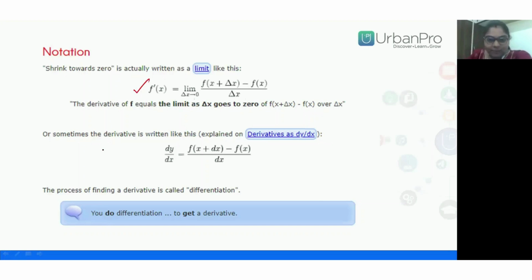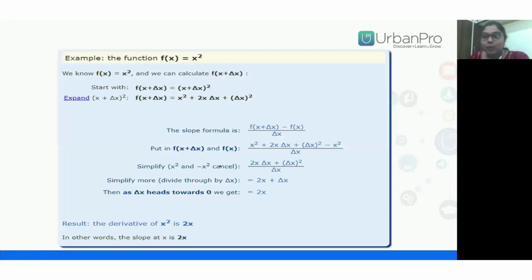So after this, that's why we write dy by dx is equal to f of x plus delta x minus f of x by delta x. This is our formula. We also call this the first principle, isn't it? Okay, the process of finding a derivative is called differentiation. So let's quickly do an example and understand the concept.